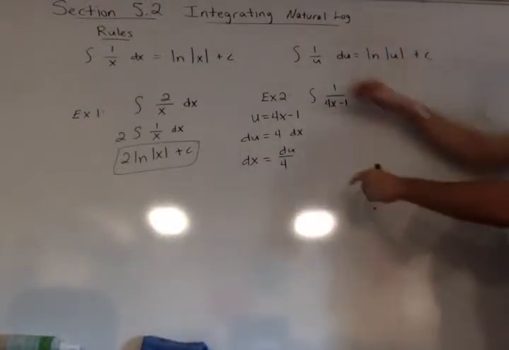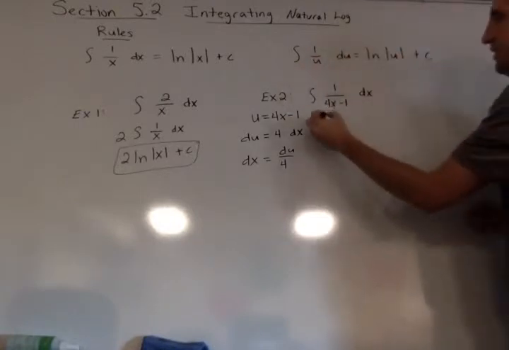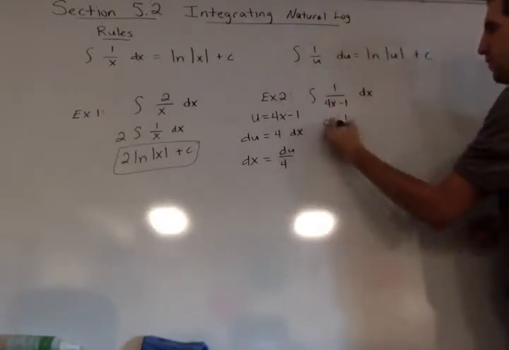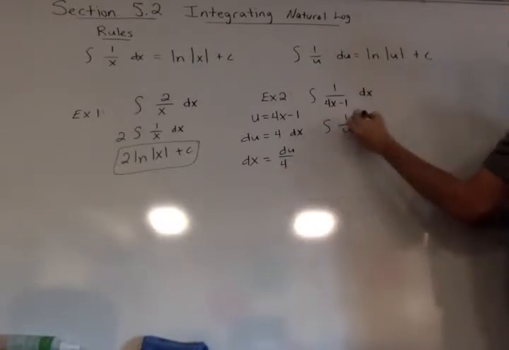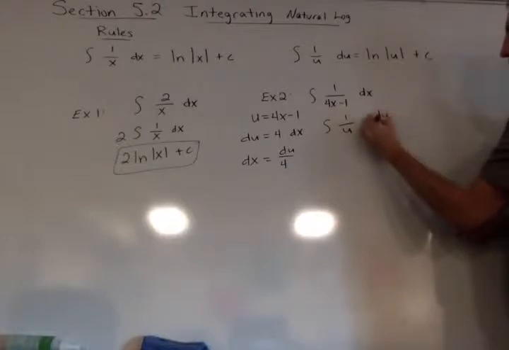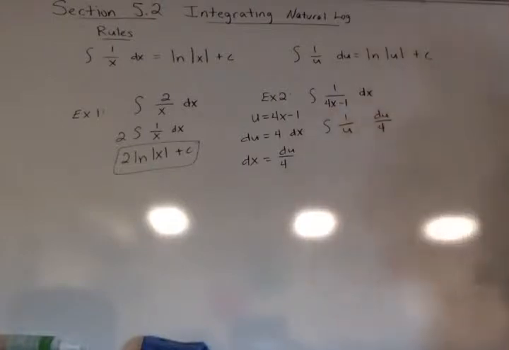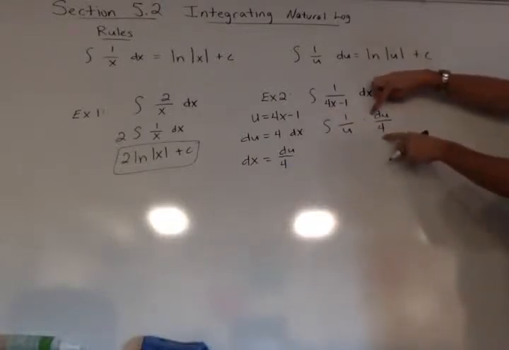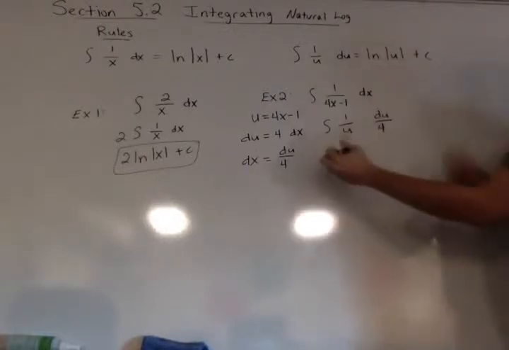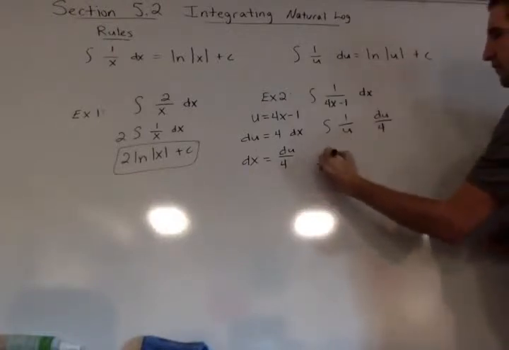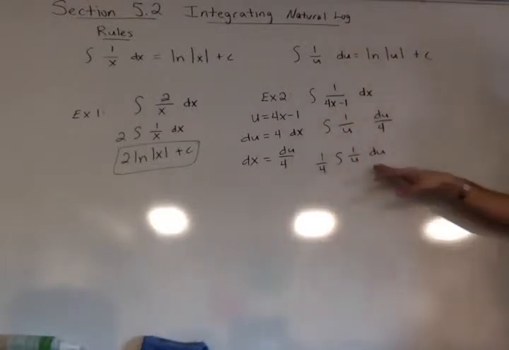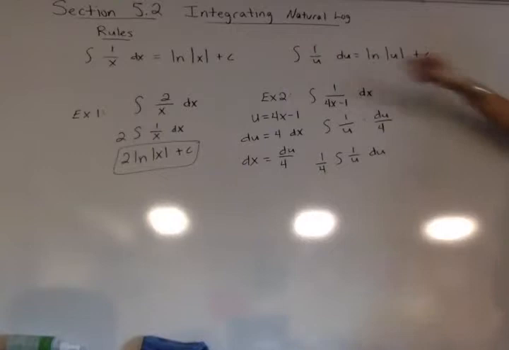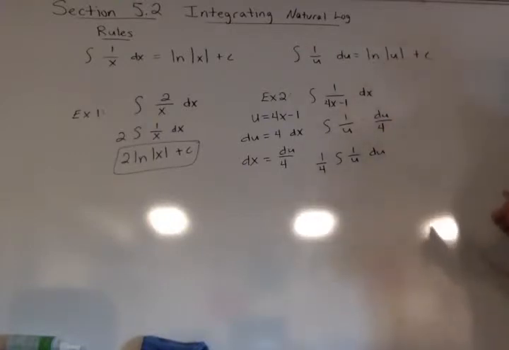So let's go ahead and do our substitution. We'll replace 4x minus 1 with u. So I'd have the integral of 1 over u, and dx will be replaced with du over 4. Notice we can think of this as 1/4 du. We can move the 1/4 out in front. So I've got 1/4 times the integral of 1 over u du. And notice how that applies the second rule, where we can use the integration of 1 over u to get natural log u plus c.